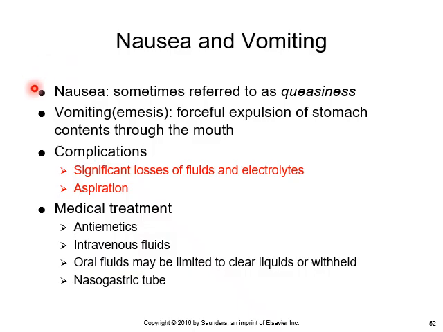Nausea and vomiting. Nausea is sometimes referred to as queasiness. Vomiting, or emesis as we call it, is the forceful expulsion of the stomach contents through the mouth. Complications would be loss of fluids and electrolytes, so the patient may have an electrolyte imbalance because of that. Also aspiration: when they are expelling the stomach contents, it may go through the trachea to the lungs.